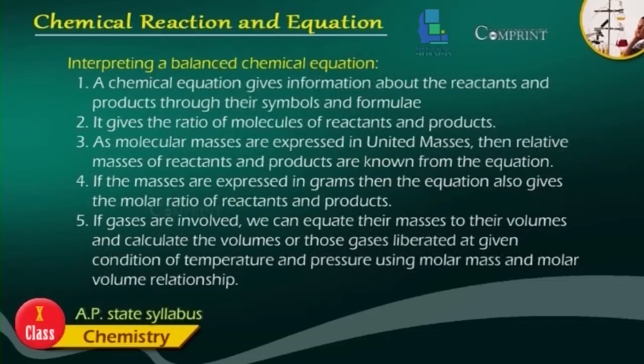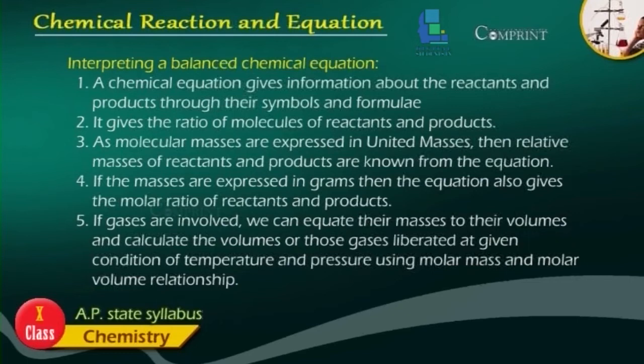Interpreting a balanced chemical equation. Number 1. A chemical equation gives information about the reactants and products through their symbols and formulas. Number 2. It gives the ratio of molecules of reactants and products. Number 3. As molecular masses are expressed in atomic mass units, the relative masses of reactants and products are known from the equation. Number 4. If the masses are expressed in grams, then the equation also gives the molar ratio of reactants and products.